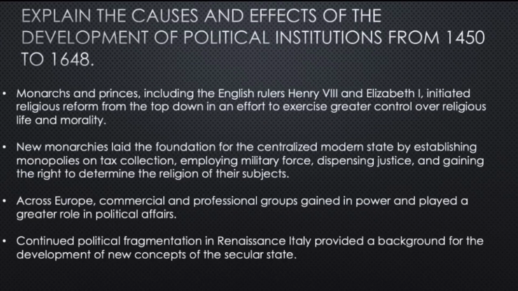And we got these other four. I'll give you guys a moment to read these if you want. If you need more time, go ahead and pause the video. Alright, so basically the first one says monarchs and princes wanted to control religion and religious life. Second one is monarchs wanted to control taxes, military, and courts. Third one is commercial and professional groups wanted to gain more power and did gain more power. And the last one is political fragmentation in Italy provided background for concepts of a secular state, basically.